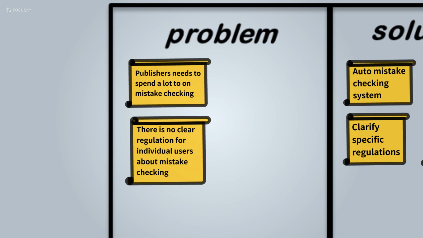So what's the problem? How did I come up with this idea? The publishers need to spend a lot of time and money on mistake checking, because in Chinese there's no clear regulation for individual users about mistake checking. So when people finish their article, they cannot tell whether there is a grammar mistake or a misusage of the symbols. It's not like in English, where we have a regulation. In Chinese, it's hard for us to tell. So the publishers need to hire a lot of people to check every article before they publish. It will take a lot of time and spend a lot of money. So there's a cost in time and in money, two parts.